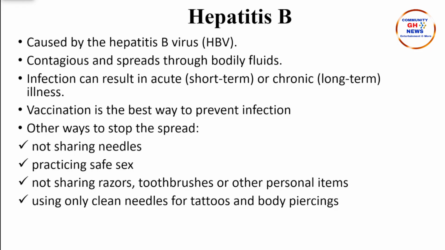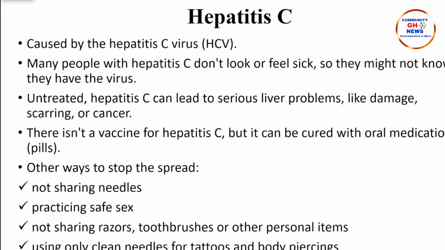We should not share razors, toothbrushes, or other personal items, because when people brush their teeth, sometimes they bleed. If you use their toothbrush, you can contract it. And you should only use clean needles for tattoos. Those who want body piercings and tattoos should make sure the places they go use clean, sterilized instruments, so that you will not contract it. Once they've used an instrument on someone, there has been a cut in the skin and the person has bled, you can also contract hepatitis B.